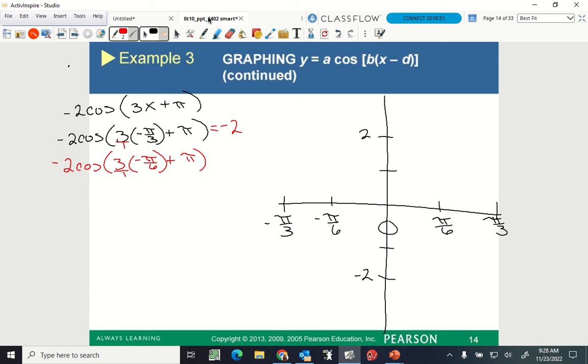Now, put your finger where? Not on your nose, at pi over 2. Where's pi over 2? There we go, straight up. Now cosine. What is the cosine? 0 times negative 2. Let's go to the next one.